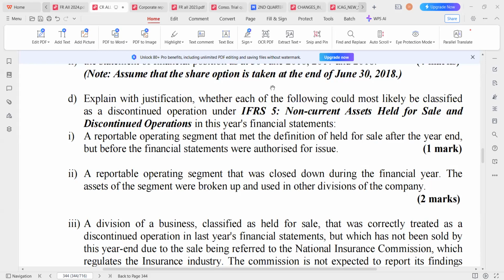Hello, sir. Please, can we classify it as held for sale? Somebody say yes. Why yes? They met the condition after the year end. This is a non-adjusting event, so hence they cannot classify it as held for sale. Agreed. This is a non-adjusting event, IAS 10.